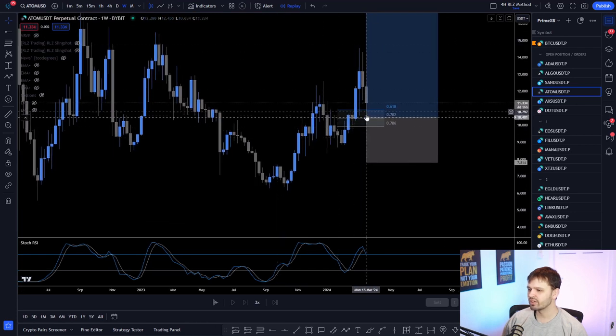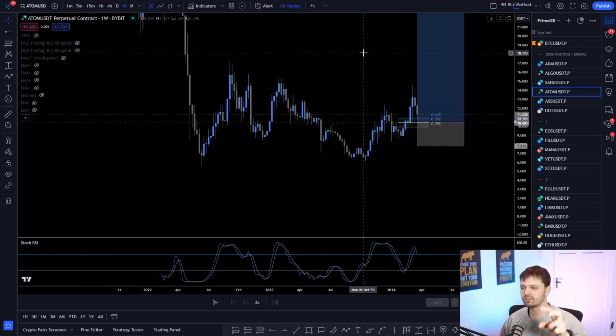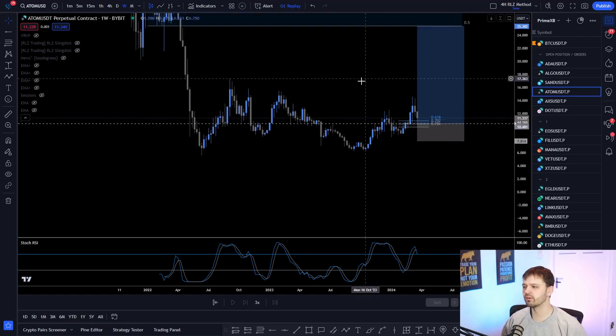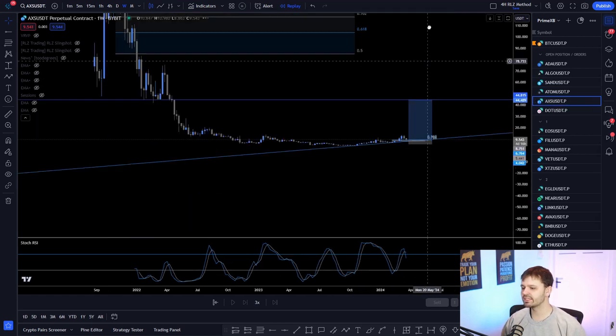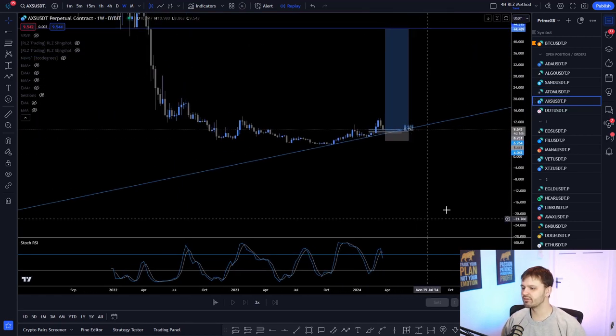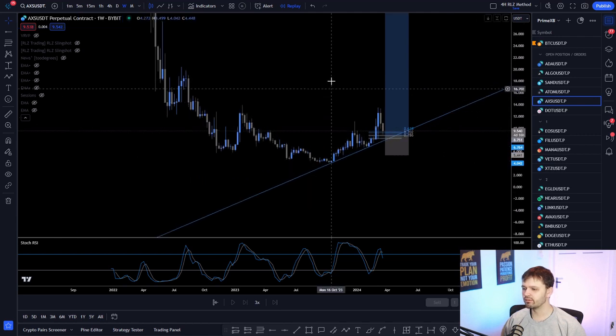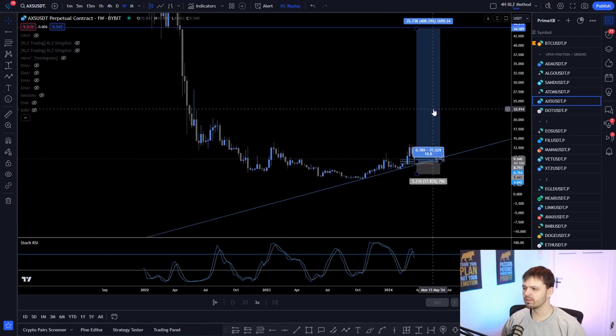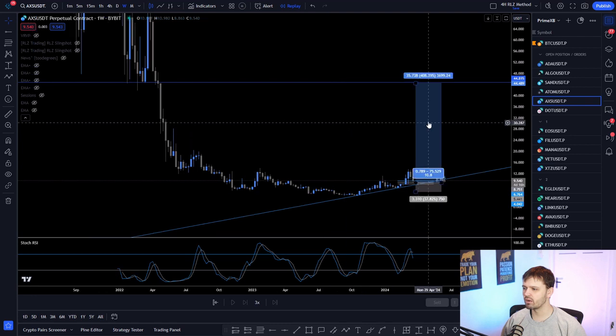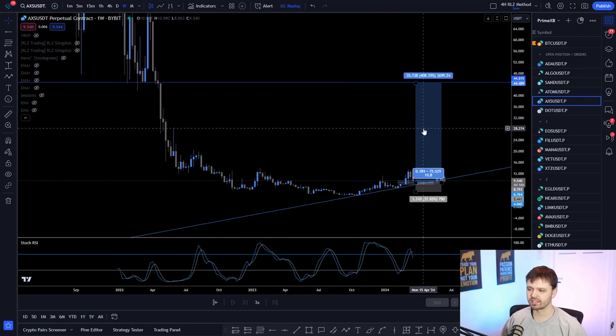It got very close to our entry. But again, if Bitcoin is going to continue lower, Atom will get filled. Same thing with AXS. I believe AXS is not filled. It's not filled, but we'll probably see that getting filled if Bitcoin drops lower. These are obviously long-term bags. This is the 10-hour trade.